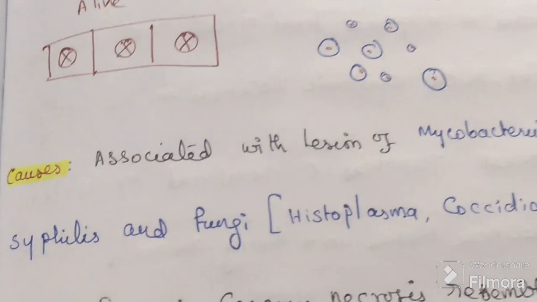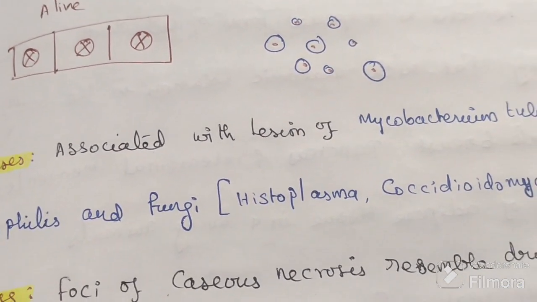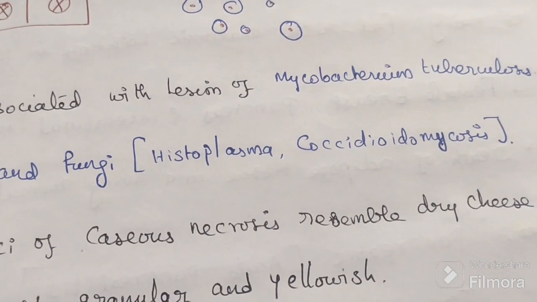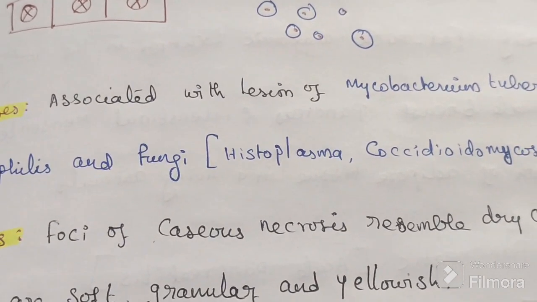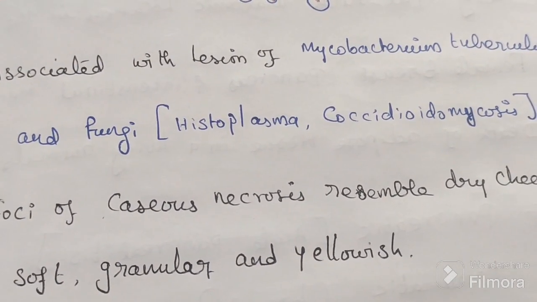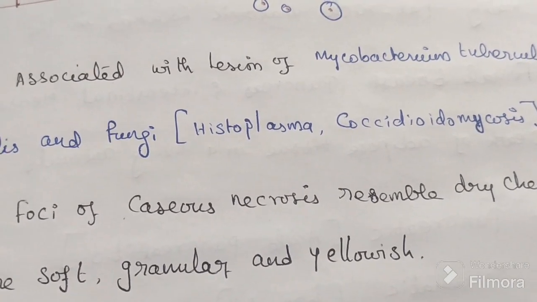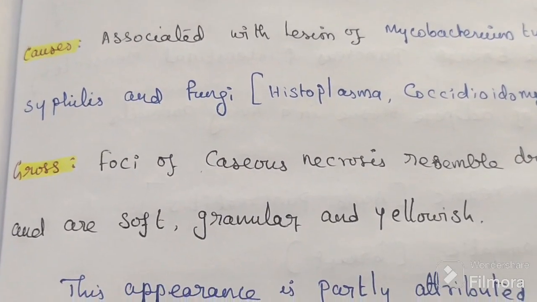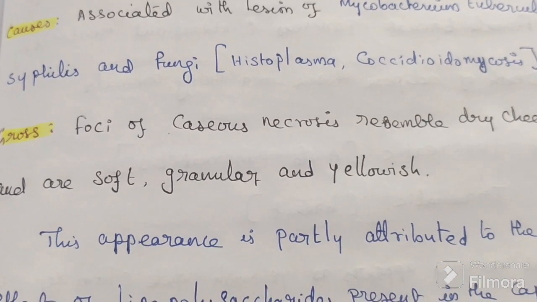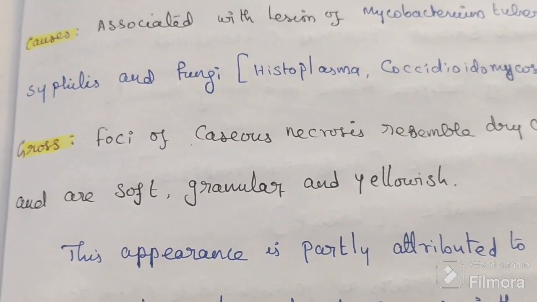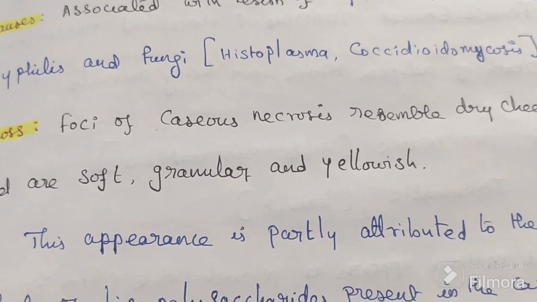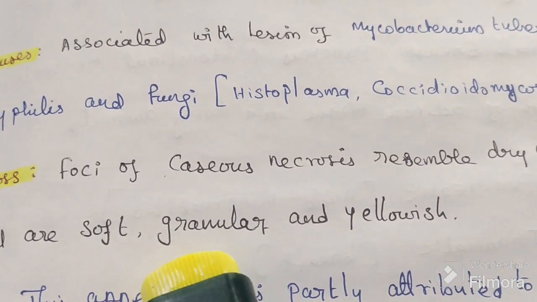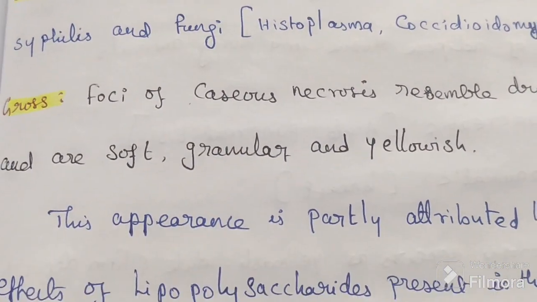This one is associated with two bacteria and two fungi. All the remaining bacteria cause liquefactive necrosis. Here Mycobacterium tuberculosis, syphilis, two bacteria, and Histoplasma, coccidioidomycosis, two fungi, cause this caseous necrosis. Grossly it resembles dry cheese. These are soft, granular and yellowish in color.